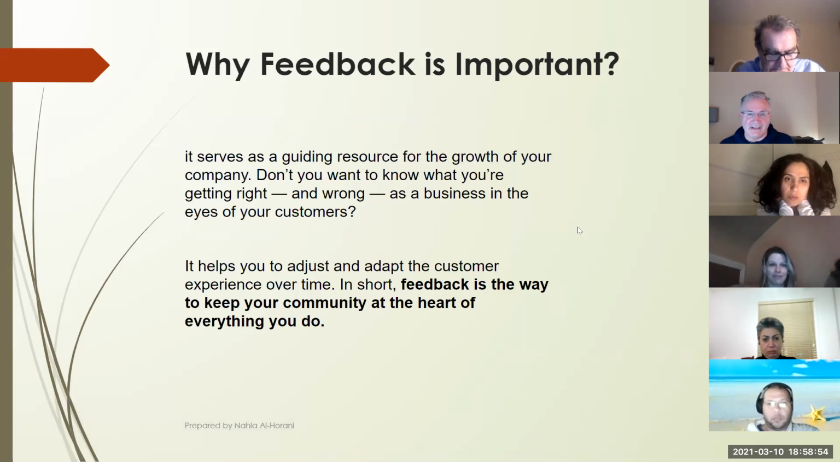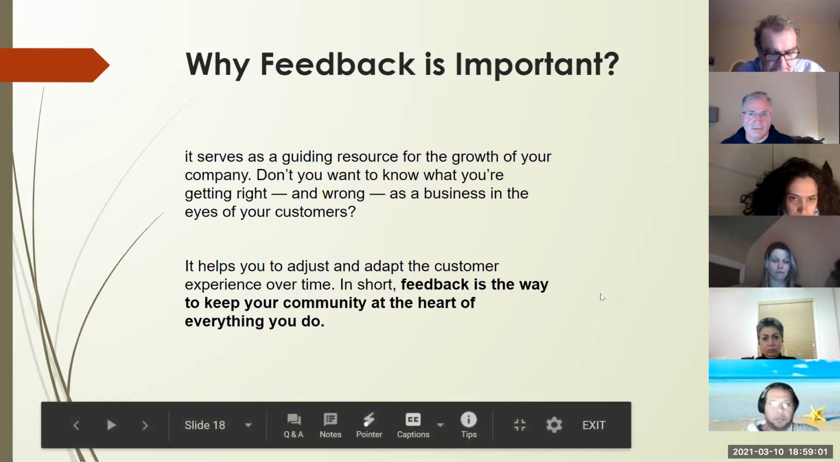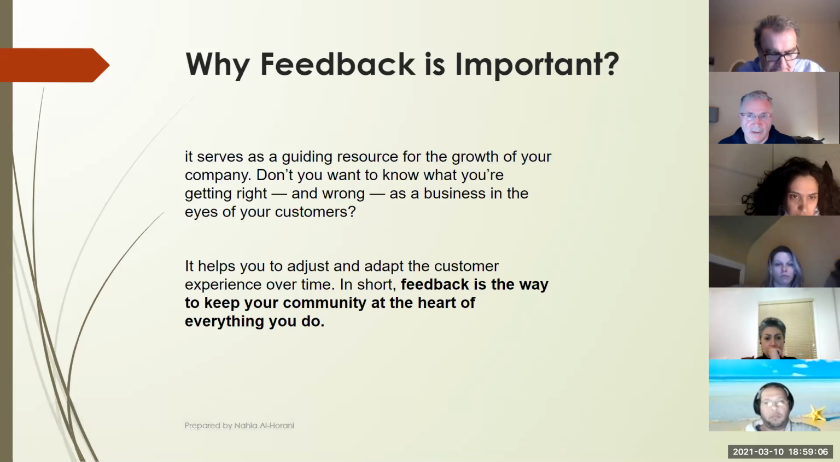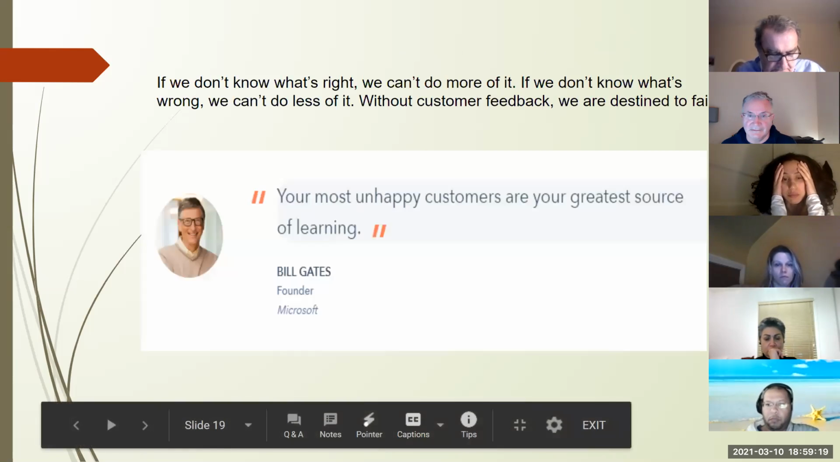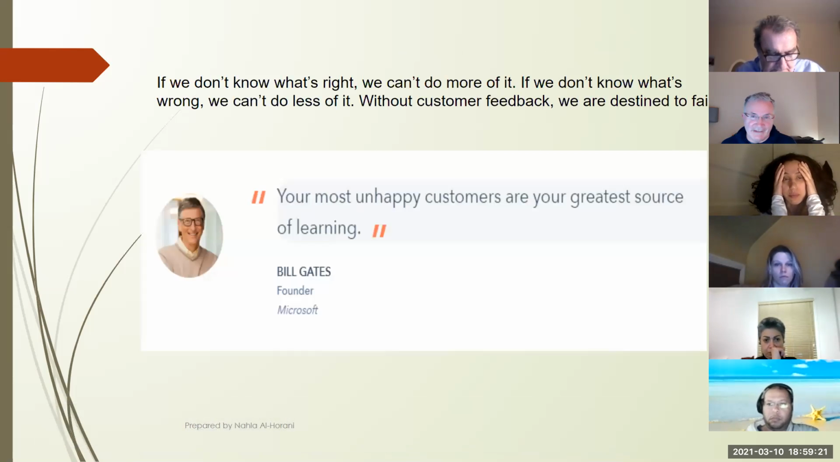Yes, right? So feedback is the way to keep your community at the heart of everything you do, which means deciding what direction your company is going to go, and how to better the whole situation you're in as a business. For sure, this is the direction that feedback always gives you, right? If we don't know what's right, we can't do more of it. If we don't know what's wrong, we can't do less of it. Without customer feedback, we are destined to fail.